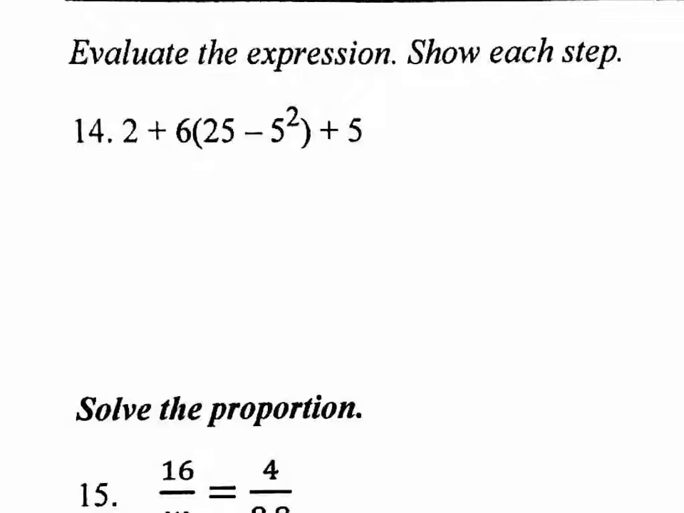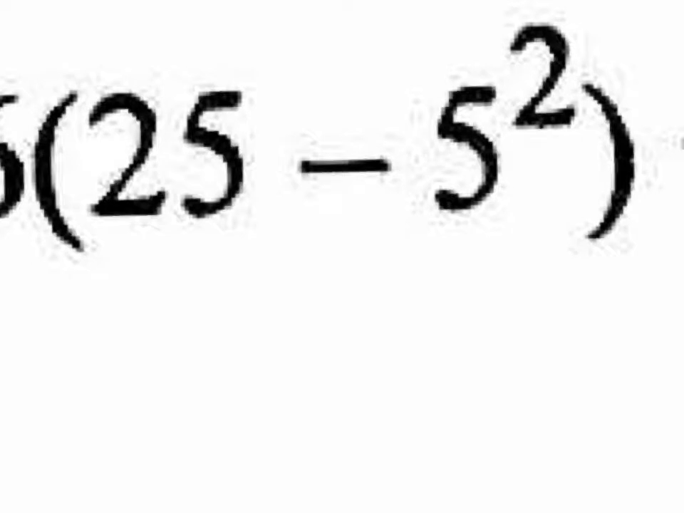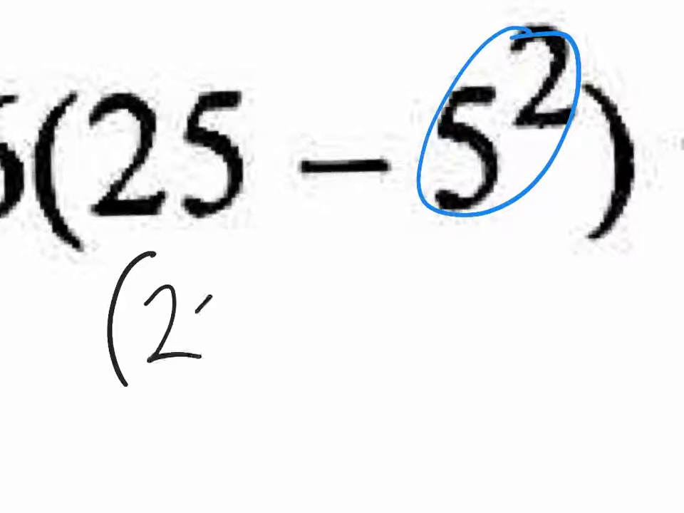So when you say PEMDAS, the first letter P represents parentheses. And we have parentheses right here and there. So what's inside the parentheses? It's like zooming in. There's a 25 minus 5 squared. So inside the parentheses, do we subtract first or do exponents first? Exponents. So 5 squared is what? 25. So what we really have here, guys, is 25 take away 25. Are you with me? Yes.